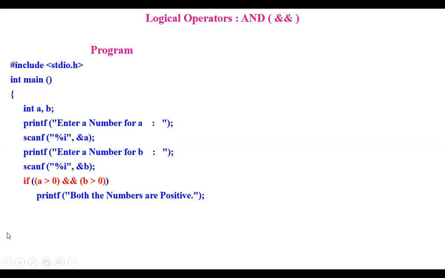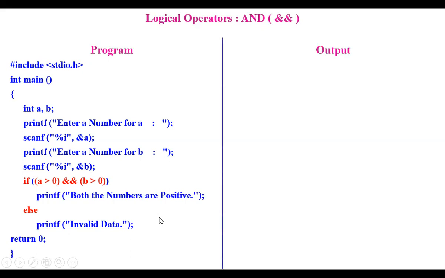If it is true, then this statement is executed. Whatever statements we write here are executed. It is saying both the numbers are positive. Else, suppose only one condition is met or both conditions are not met, then it goes to the else and executes these statements. Let us see how it happens.